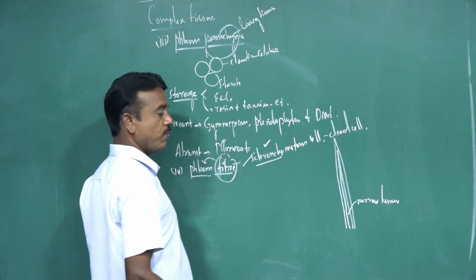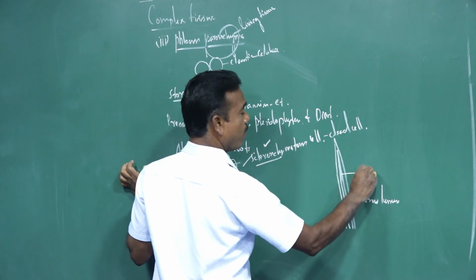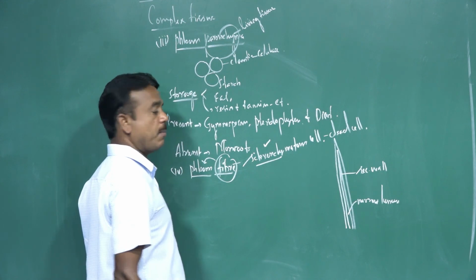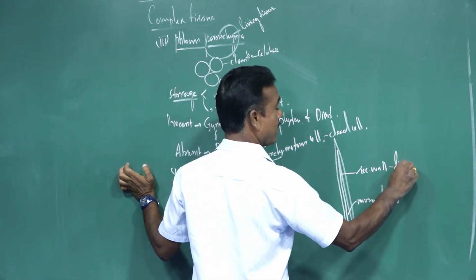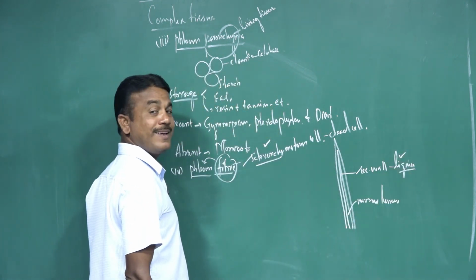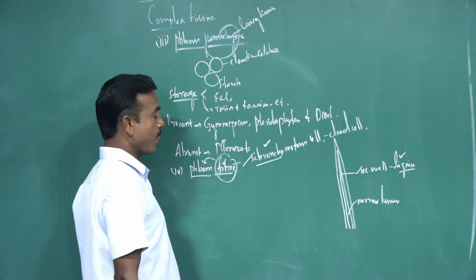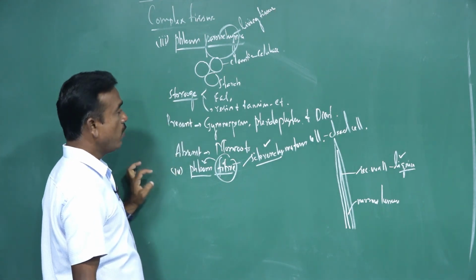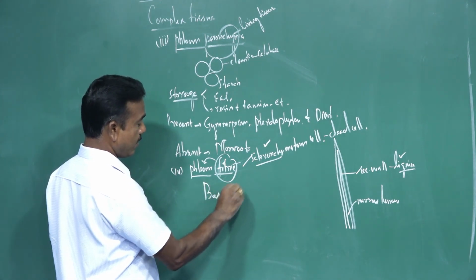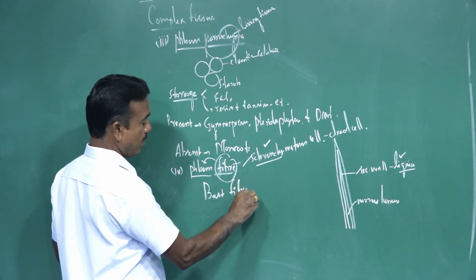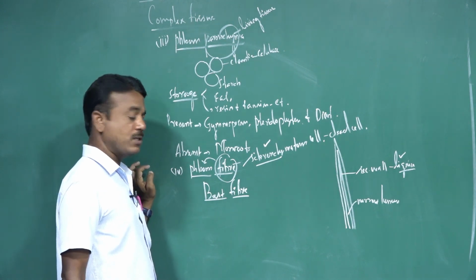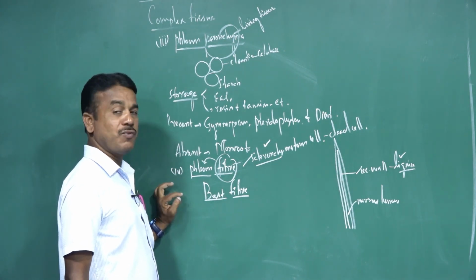It has a secondary wall, formed by lignin deposition. Due to lignin deposition, a lignified secondary wall is formed. Phloem fiber is also known as bast fiber. As already discussed, xylem fiber is also called libriform fiber. Likewise, phloem fiber is also called bast fiber.